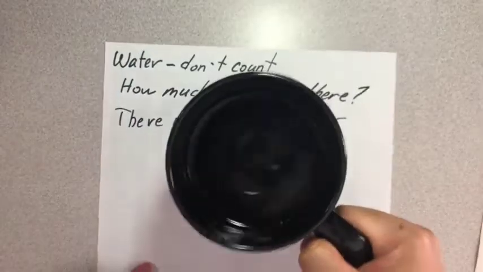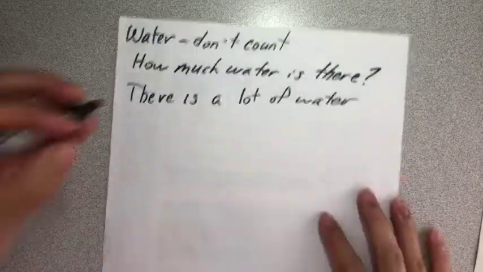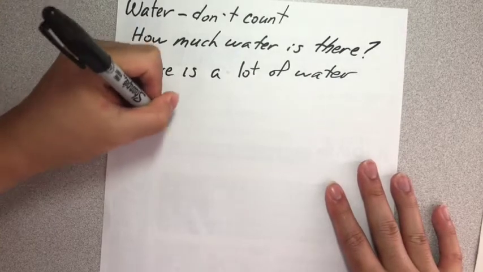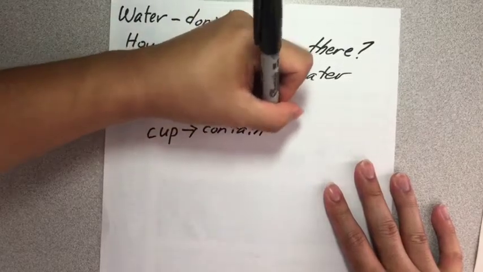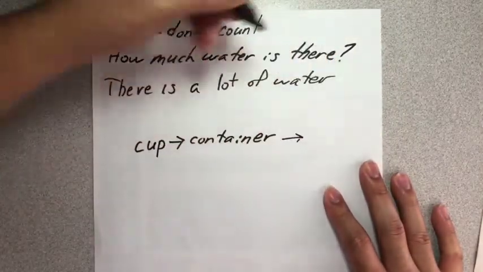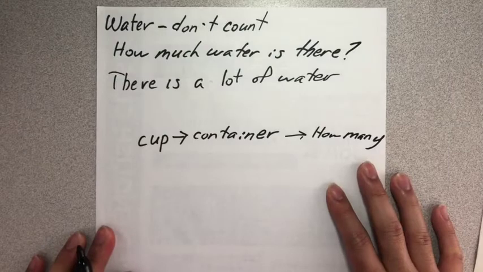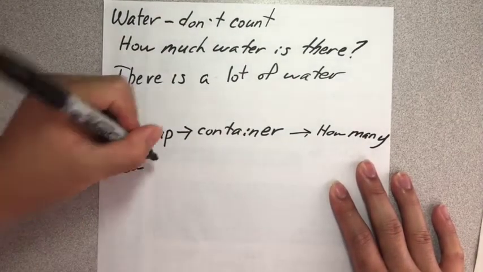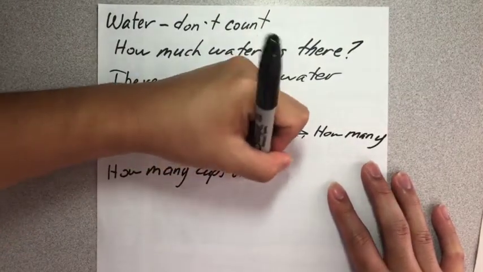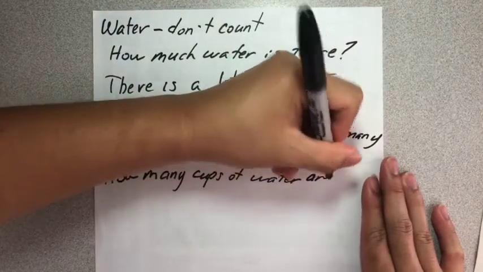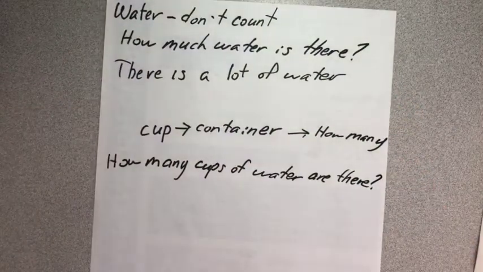But now we have a cup of water. So, a cup is a container. And for containers, we say how many. So now we say, how many cups of water are there? How many cups of water are there?